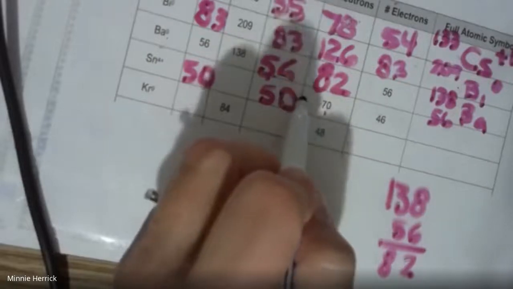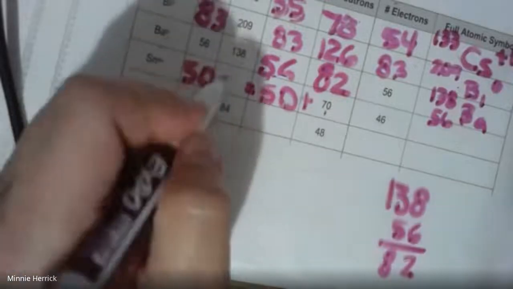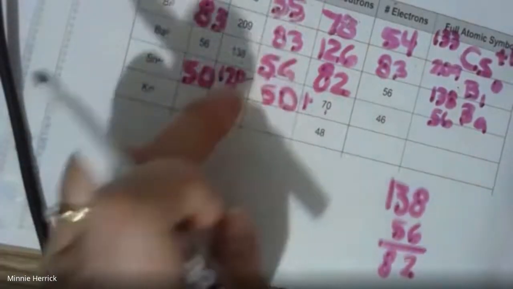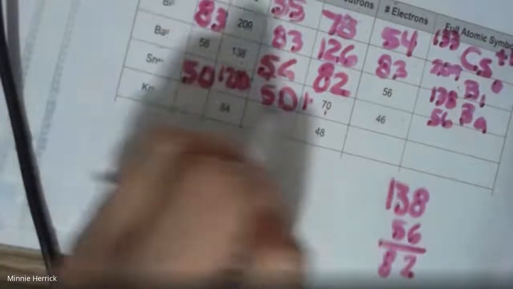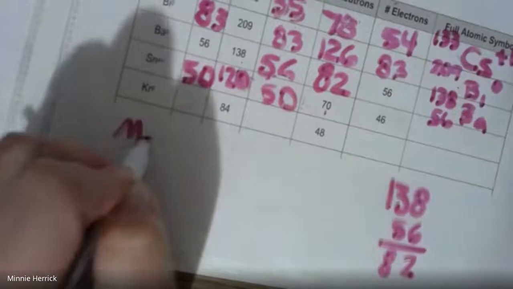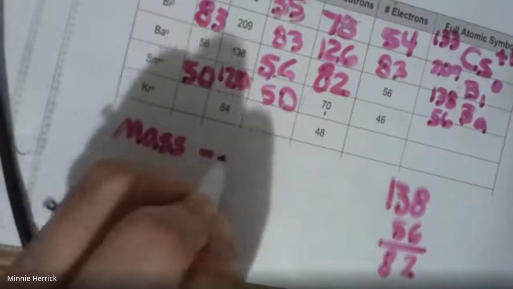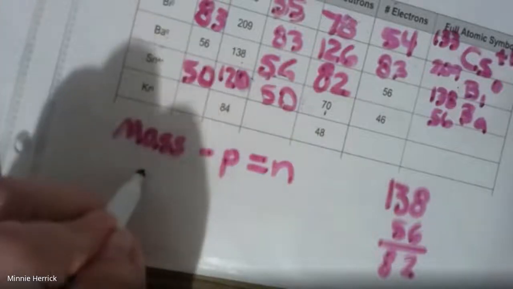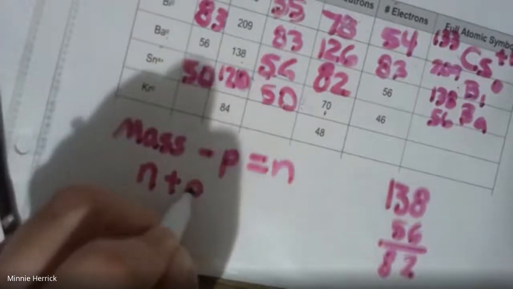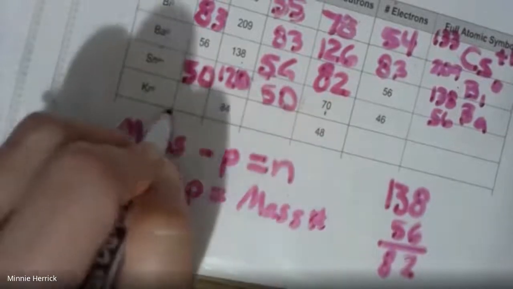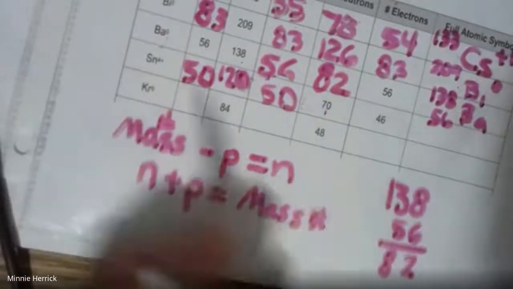So this time you're going to add these together to get the big number, and that's going to make it 120. Some of the problems on your homework, you're going to be adding them together or subtracting, but it's always the mass number minus the protons to get the neutrons, or neutrons plus protons equals the mass number. So that's the kind of thing you're going to be doing.